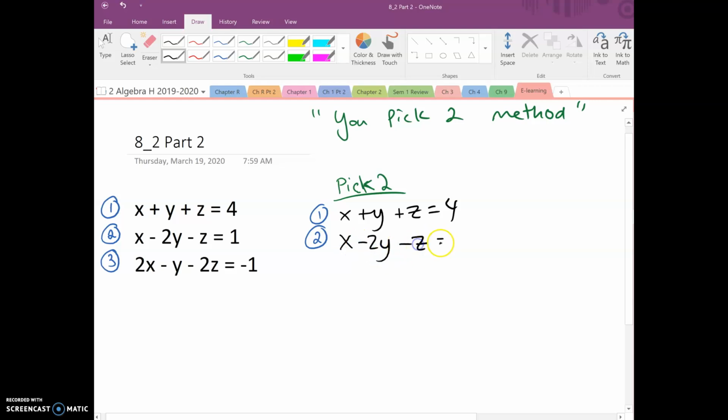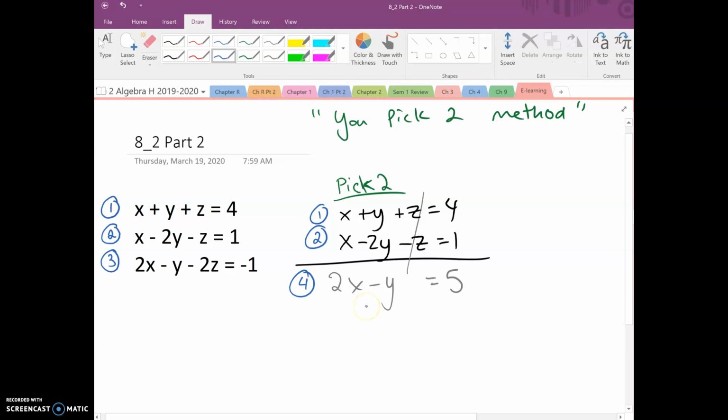Z will. Okay, so we're going to do this. We're going to do x plus x, y plus negative 2y, okay, and negative z and z, good, equals 5. Great. That's the beginning of the you pick 2 method. That's your first time picking 2. We are going to name this equation, well, 1, 2, and 3 are already taken, so equation number 4.